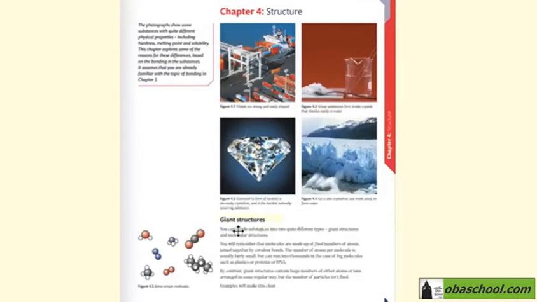Chapter 4 Structure. You can divide substances into two quite different types: giant structures and molecular structures. And we are going to study both of them. We are going to define them, to look at examples and see the difference between both.